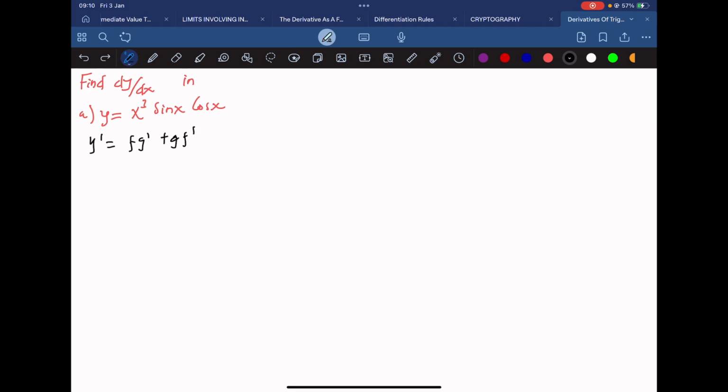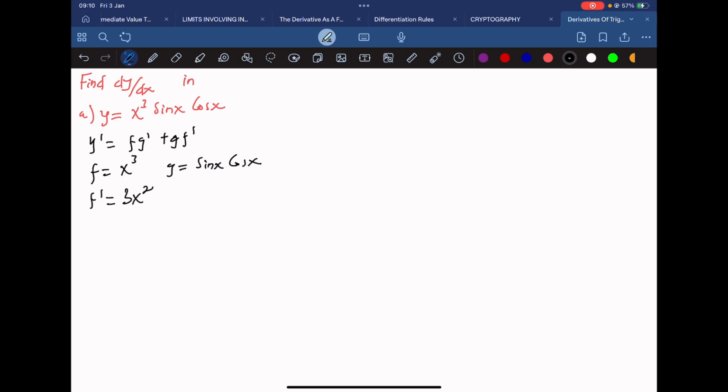You can also choose your f to be x cubed sine x and then your g to be cosine of x. In this case, let's choose our f to be x cubed and our g to be sine x cosine of x. If you differentiate x cubed, you have 3x squared, remember from power rule. Now, to differentiate sine x cosine of x, this is also a property that we have to note.